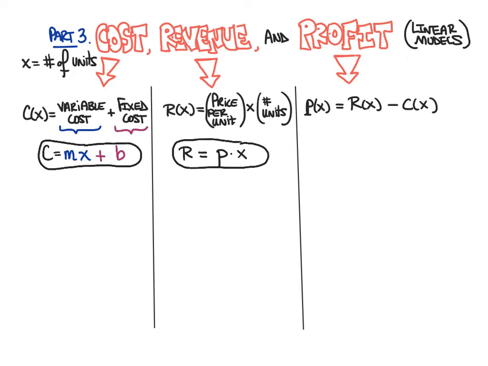Finally, from the profit perspective for a company, they're going to take the revenue, that's the money coming in, and subtract the cost, which is the money that they have to spend. So a company's profit is R minus C. And we're going to see this in action in some examples.